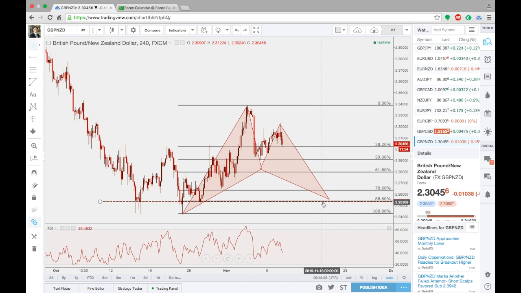Once again, if you look at the pairs that I'm looking at and sharing with you in this video, it's really on the pound. You can see euro pound, pound dollar, and pound New Zealand. This is of course in line with the news that is coming up today as well. If the news comes in as bearish, price might fall and eventually reach an exhaustion level, hitting our entry for this pair.